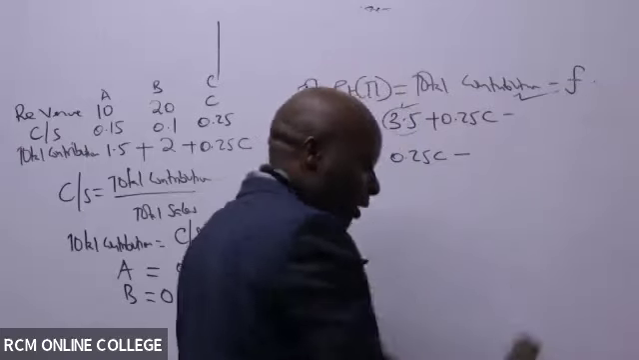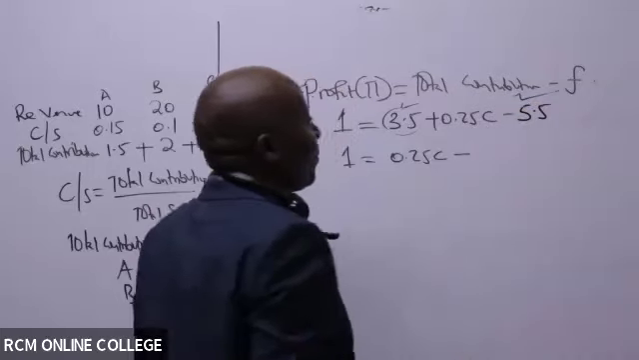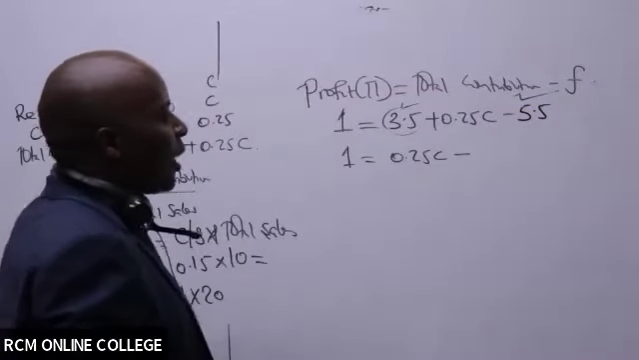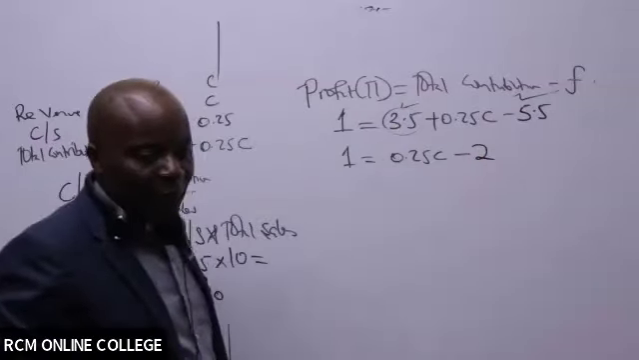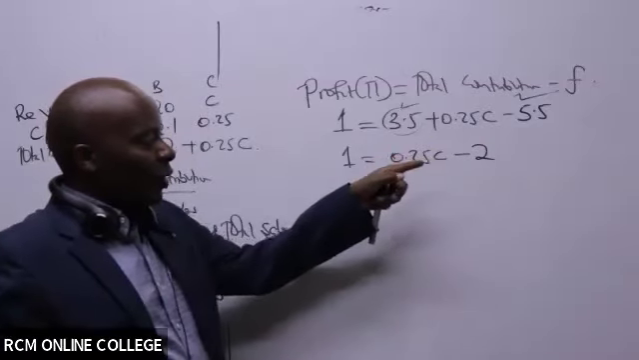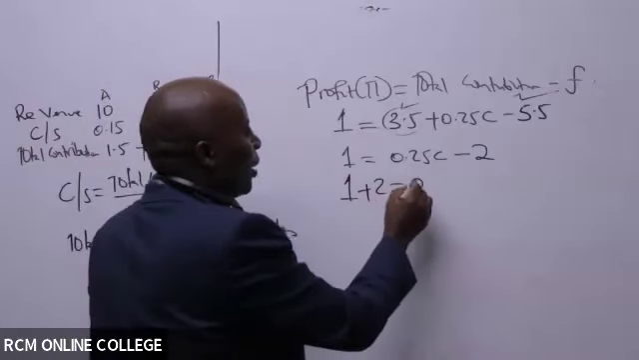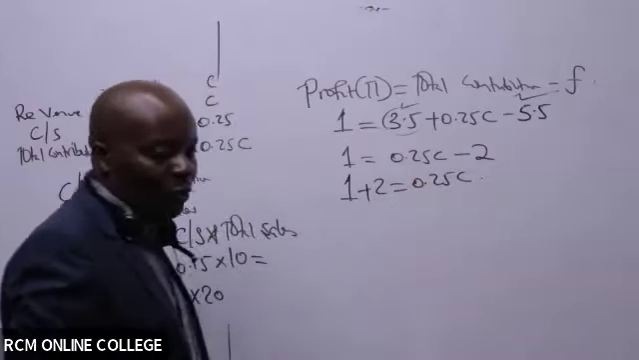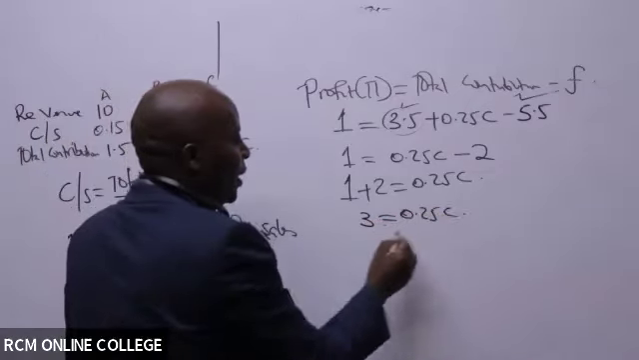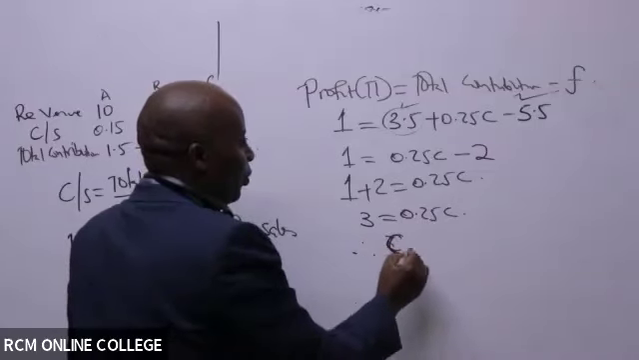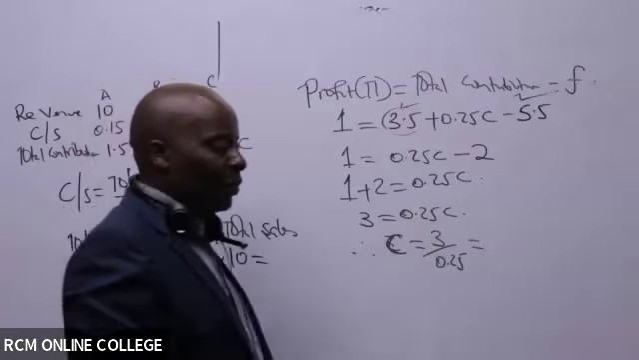Fixed cost is supposed to be 5.5. Sorry for that. 5.55. So then can you kindly combine this? So this minus this will give me minus 2, isn't it? 3.5 minus 5.5 will give me minus 2. So then take this to the other side. It will be 1 plus 2 equals 0.25C. 3 equals 0.25C. Therefore, C will be 3 over 0.25, which will end up giving me what figure? Juliana gives me a figure of 12.